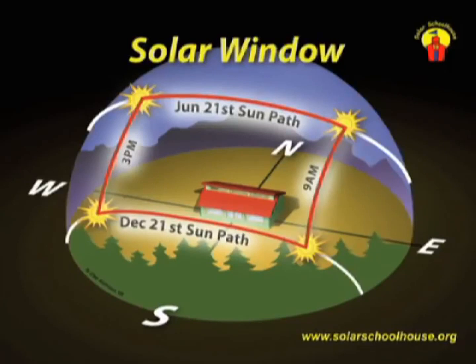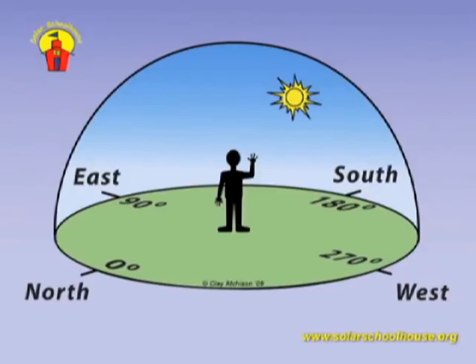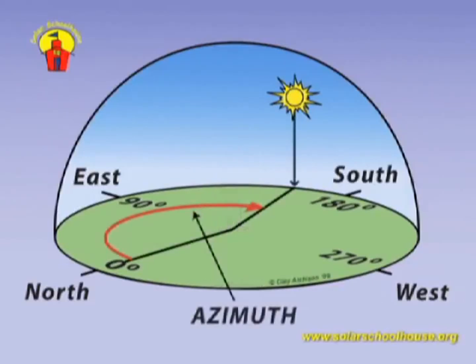To chart the boundaries of the solar window for a real location on the Earth's surface, we need to know how to actually measure the sun's position in the sky. To do this, let's imagine we're standing under the exact center of the sky dome and that the sun is somewhere on the inside surface of the dome. The sun's position on the sky dome is a combination of two measurements. The first measurement is the sun's direction on a compass.